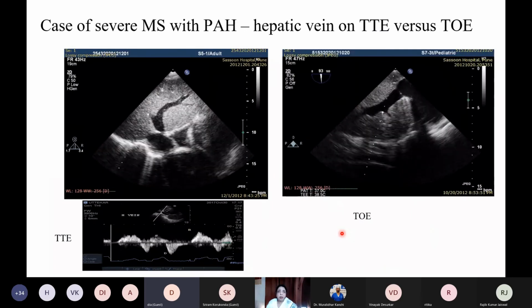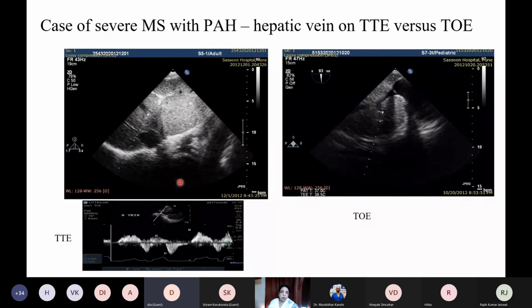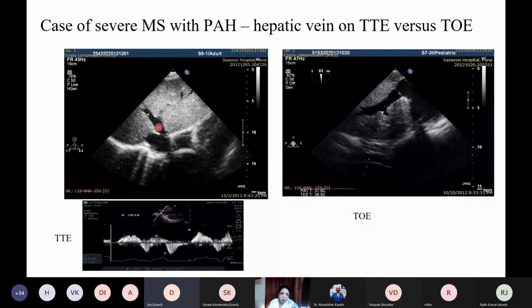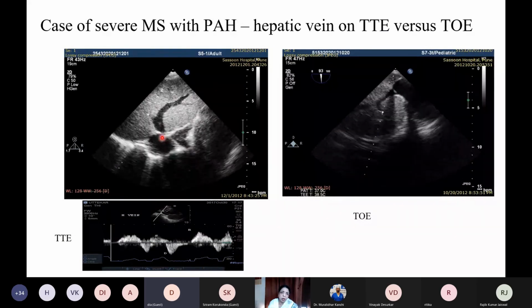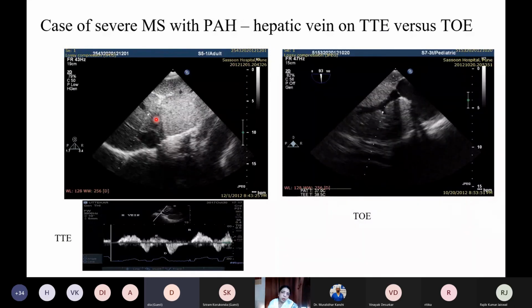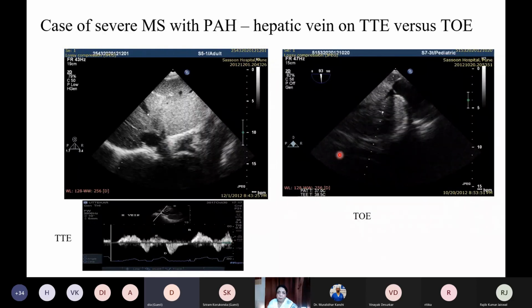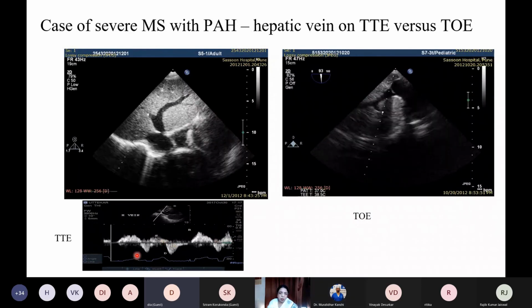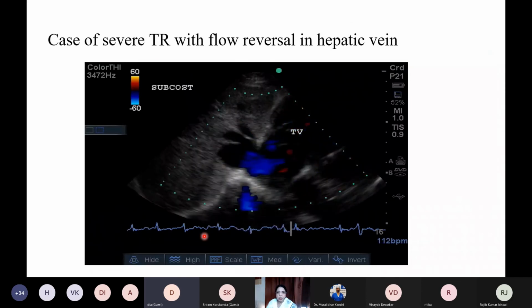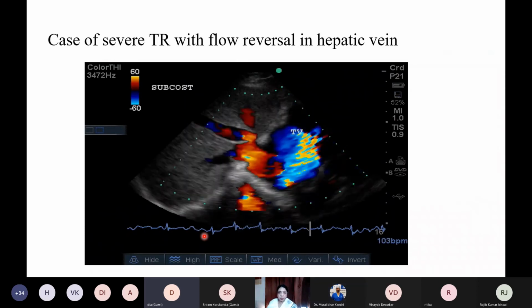This is severe mitral stenosis with pulmonary hypertension. This is the transthoracic picture, and you can see in this hepatic vein, even in this gray scale, how these RBCs, I mean, the flow is reversing, okay? And this is the transesophageal view of the hepatic vein. And this image is showing prominent reversal and systolic reversal also. Another case with torrential TR showing how the hepatic vein is getting reverse flow in red color.